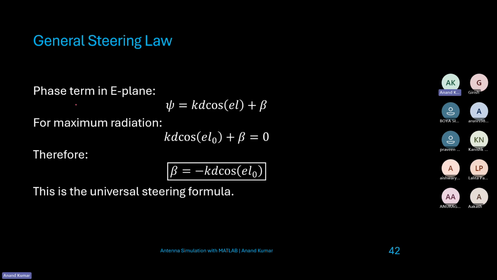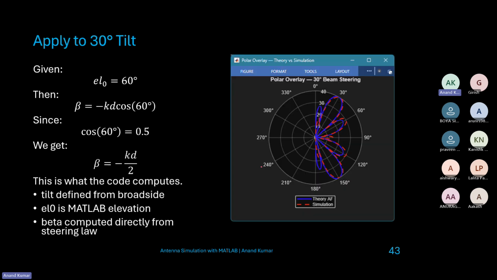Now, using the phase term in the E-plane, we had psi equals kd cos(elevation) plus beta. For maximum radiation at this elevation angle, if we solve this, it implies beta equals minus kd cos(elevation angle). So this becomes the universal steering formula. And now we can substitute this value and try to simulate.